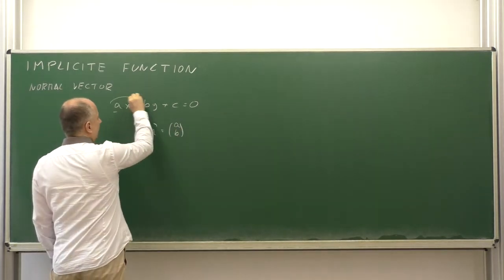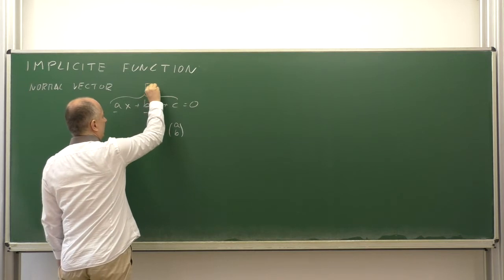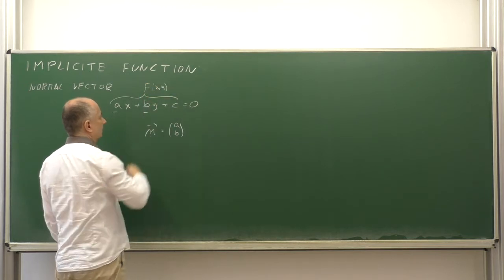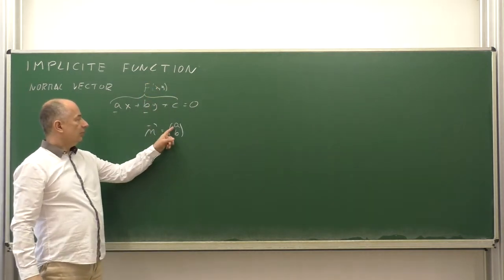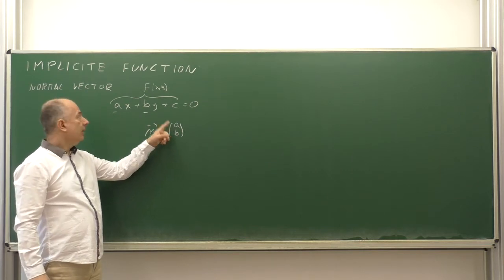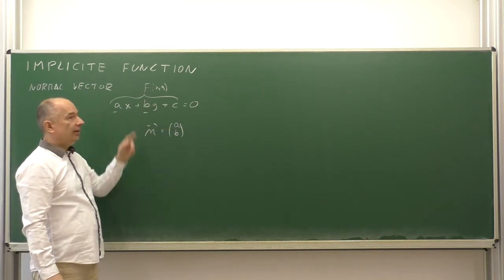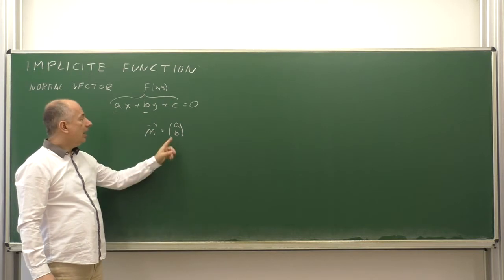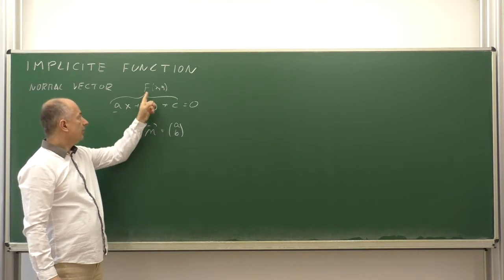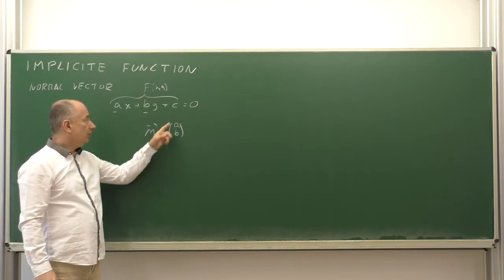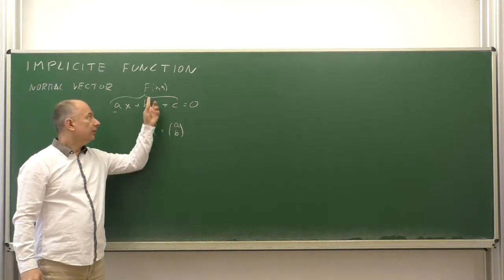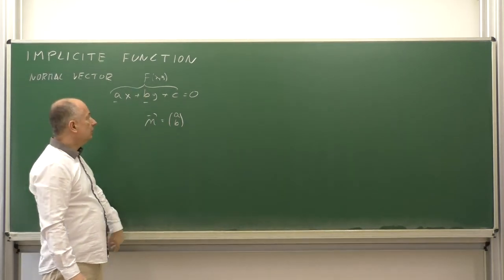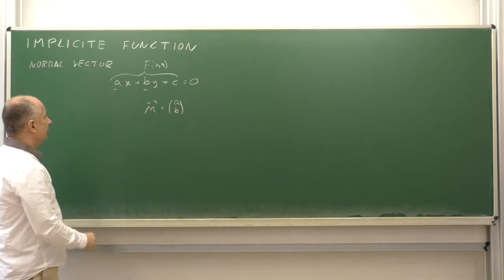If we consider this to be an expression capital F of x and y, then the first component of the normal vector A is the partial derivative of capital F with respect to x. And this is the partial derivative of capital F with respect to y. So the normal vector is gradient of this function F. And this is true even for more complicated functions.